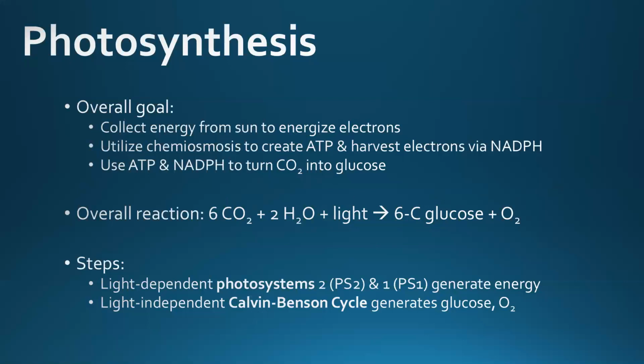So you can see that it's just the direction of the arrow that's going to allow the direction of the reaction. Okay, so we have 2 basic stages. You have the light-dependent reaction, which have the photosystems, and there are 2 of them. You have photosystem 2 and photosystem 1, which will generate energy. Then you have the light-independent Calvin-Benson cycle, which is going to generate the glucose and the oxygen.